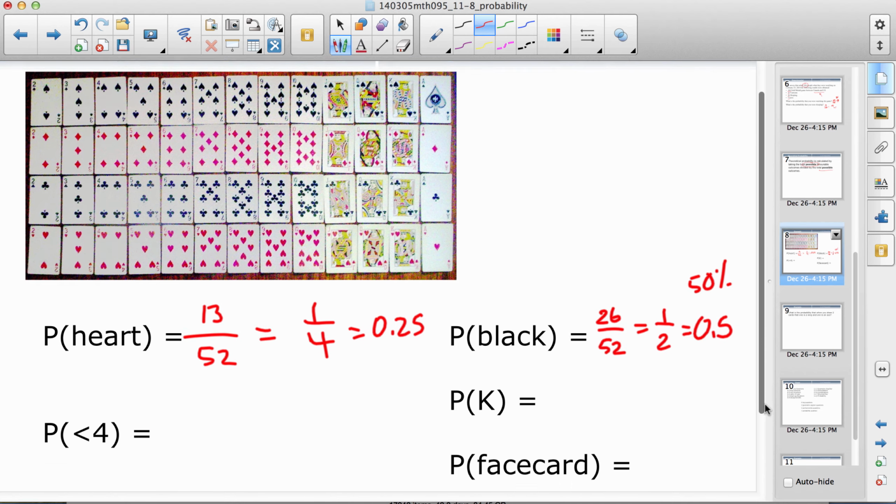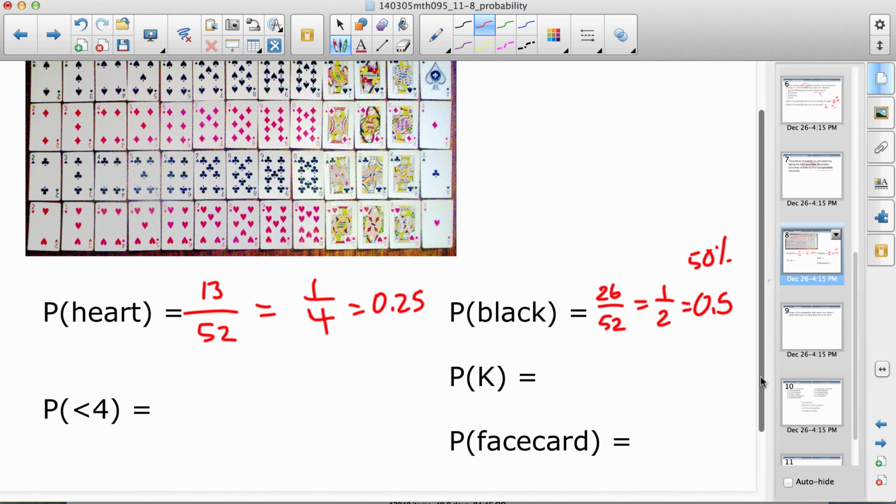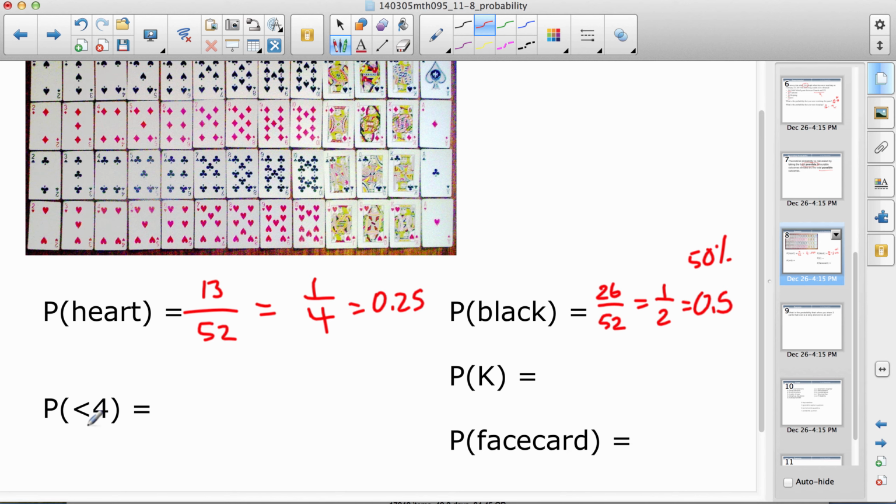Here's some other interesting questions. What's the probability of getting something less than 4? So these guys here are less than 4. Let's count aces high, should we? Yeah, let's count aces high. So 1, 2, 3, 4, 5, 6, 7, 8. So there's 8 out of 52 that are less than 4. That's the probability of getting something less than 4 then. I probably should simplify that. 2 goes in there, and that's 13 times.